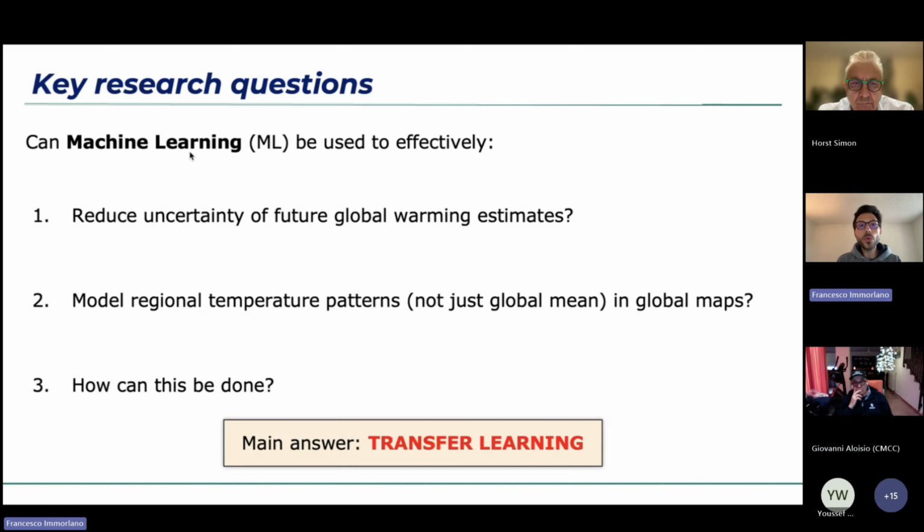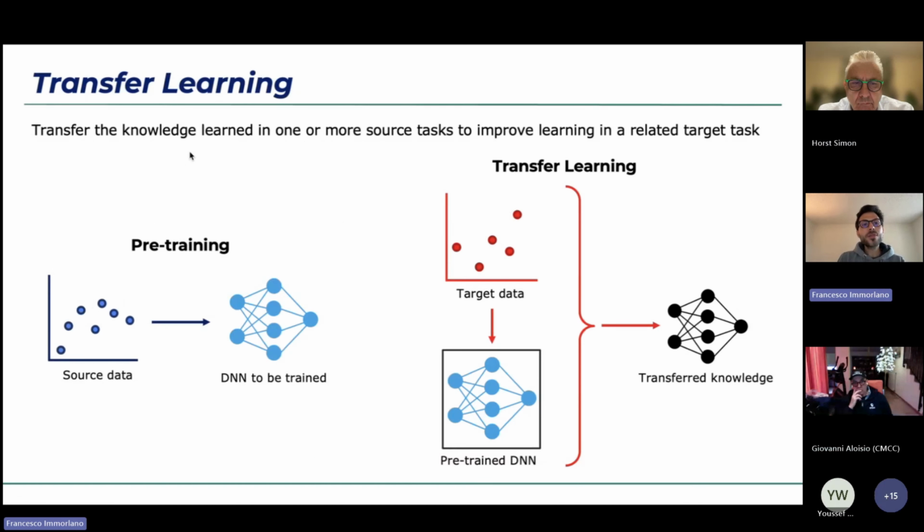The main answer was the use of transfer learning. Transfer learning is a recent branch of machine learning and aims at transferring the knowledge gathered on a previous task to learn and perform a new but related task. It's made up of two phases. The first one is the pre-training, where the model is trained on some source data to perform a task. Then there's the second phase where the model is fine-tuned on the new dataset to learn and perform the new task while exploiting the knowledge acquired during the pre-training.